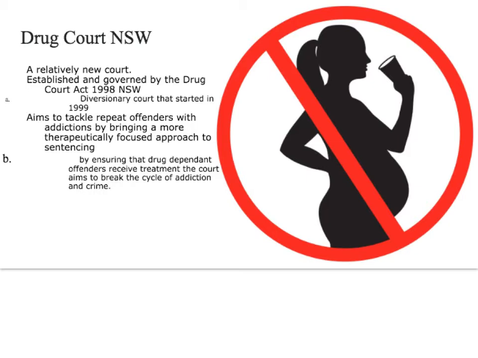Now, the Drug Court of New South Wales was established in 1999, so it's a relatively new court. It handles non-violent cases committed by adult offenders who are dependent on illicit or illegal drugs. This court's aim is not to punish. It's not about putting them in the prison system. It's about rehabilitation, and it's really trying to be a diversionary court.